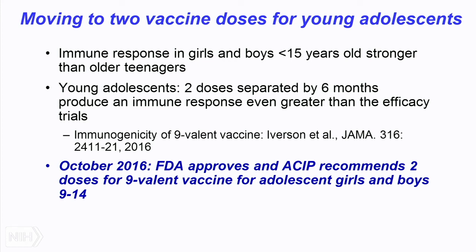But this led the FDA to approve in 2016 the nine-valent vaccine for adolescent girls and boys who are 9 to 14, and the Advisory Committee on Immunization Practices from the CDC to make a strong recommendation for that, so that boys and girls under the age of 15 get two doses. Boys and girls who are over the age of 14, it's still three doses.